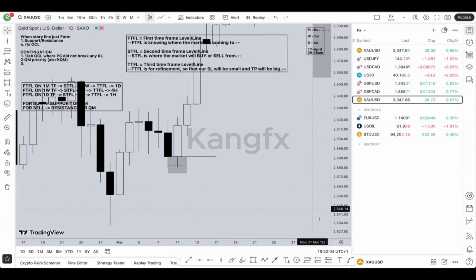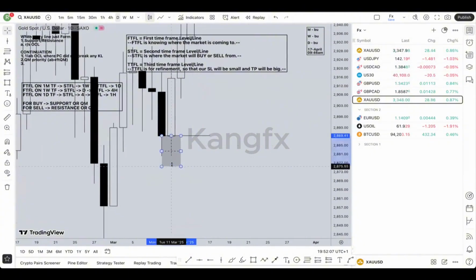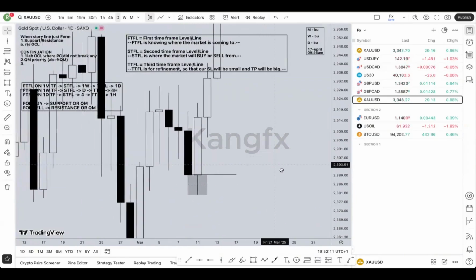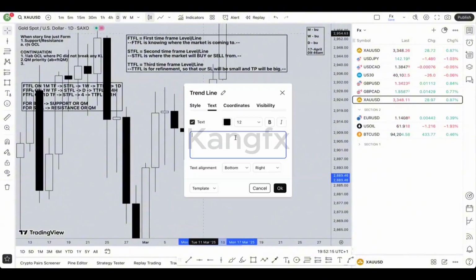Then I extend my box to the lowest wick. This is the one with the lowest wick. Keep it there. Now, my FTFL here, this is the first FTFL, which is on daily. I'll put it there. FTFL on daily. You won't be seeing this on my chart. So I'm only doing this for learning purpose.